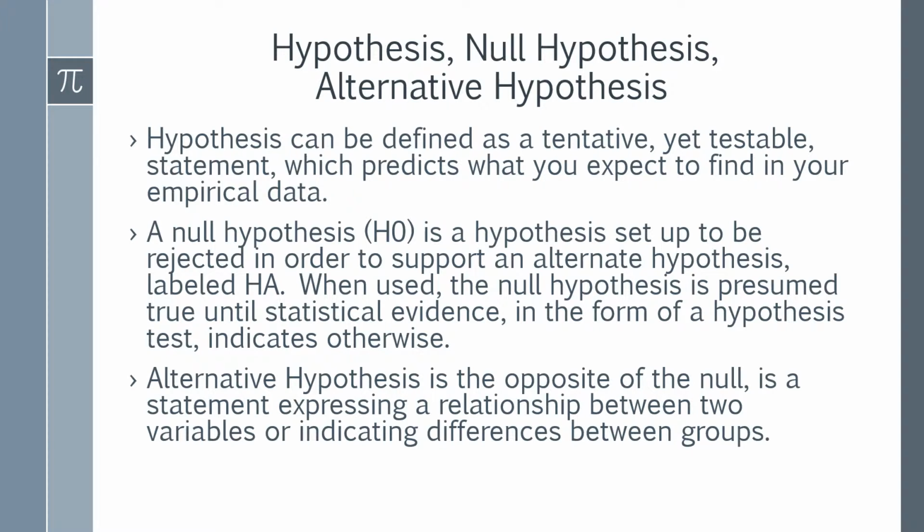Hypothesis is defined as a tentative yet testable statement which predicts what you expect to find in your empirical data. A null hypothesis, H0, is a hypothesis set up to be rejected in order to support an alternate hypothesis, labeled HA. When used, the null hypothesis is presumed true until statistical evidence in the form of a hypothesis test indicates otherwise. Alternative hypothesis is the opposite to the null. It's a statement expressing a relationship between two variables or indicating differences between groups.